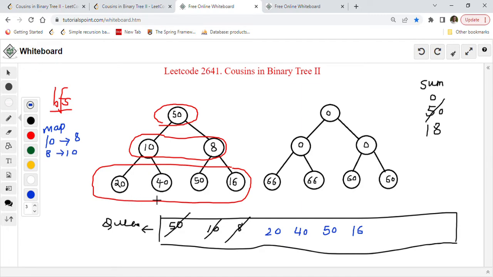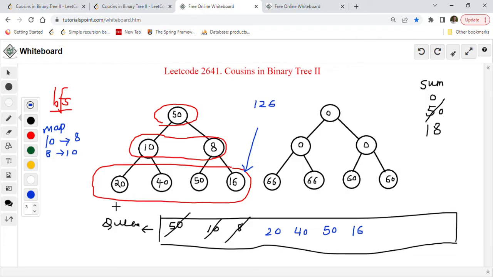Now you start processing this level, right? Okay, so you start processing this level. Now for this level you will remove 20, 40, 50 and 16, right? And you will keep track of the sum. So sum of these nodes is 20 plus 40 is 60 plus 50, 110 plus 16, the total sum of this level is 126, correct? The sum of all these nodes is 126, right?